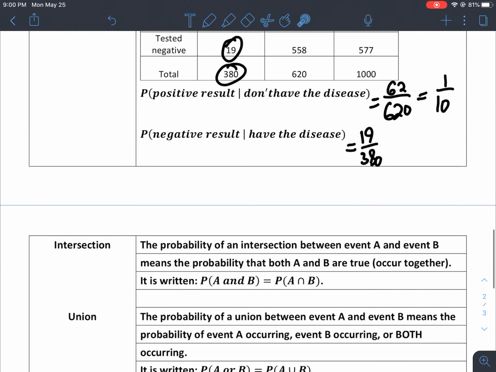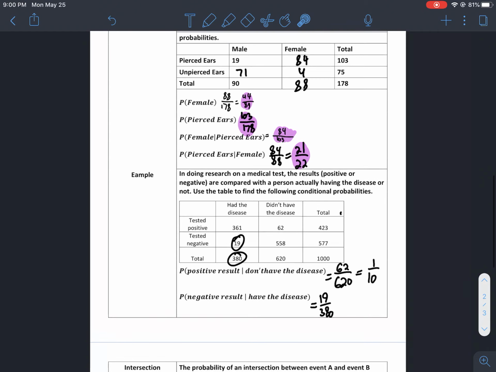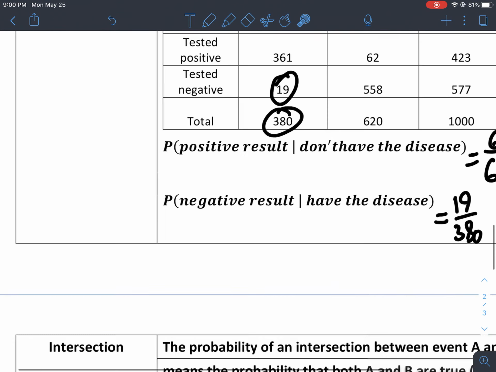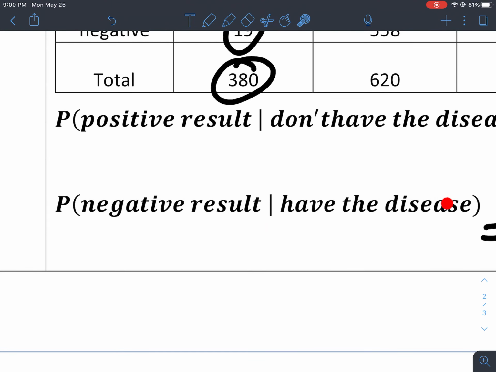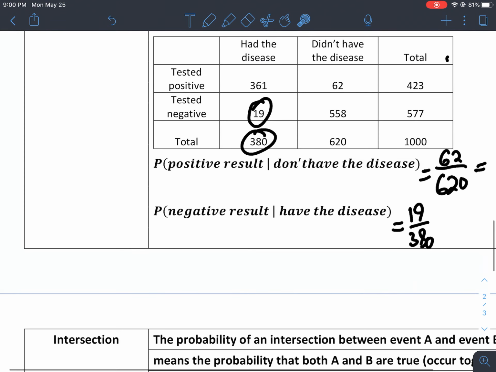So that is what I wanted to cover on conditional probability. The probability of this given this.